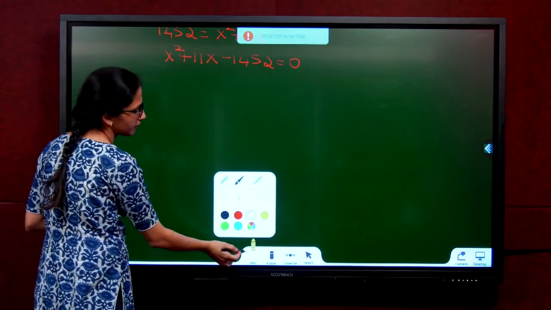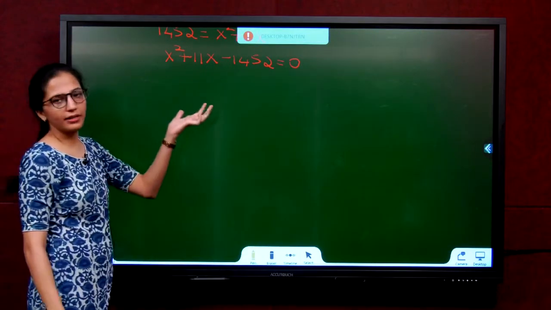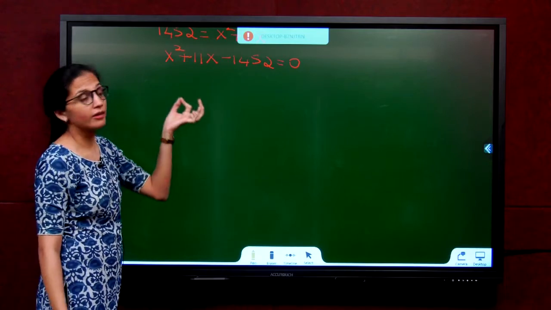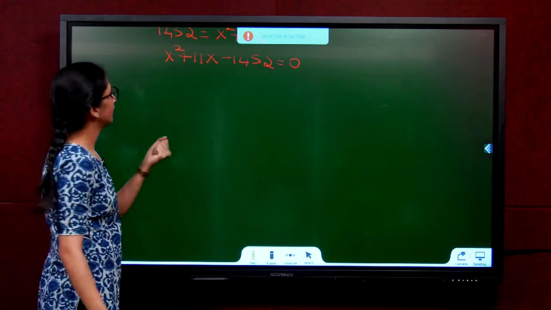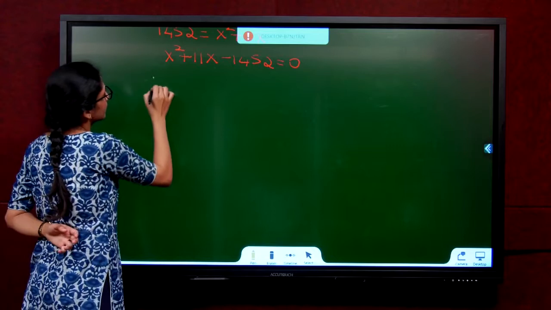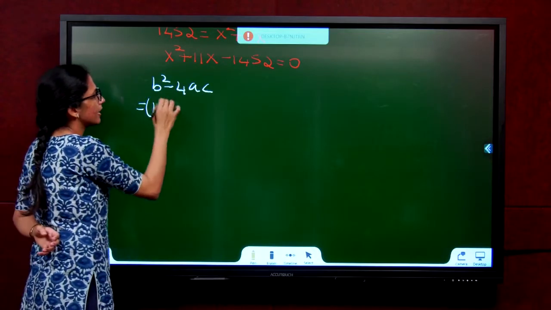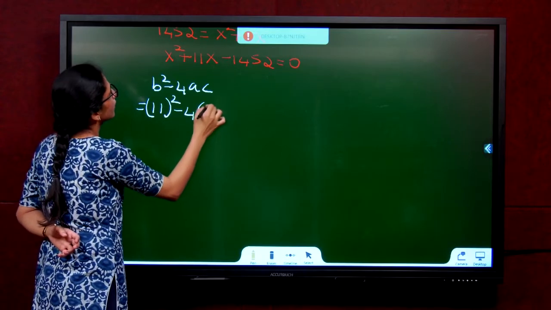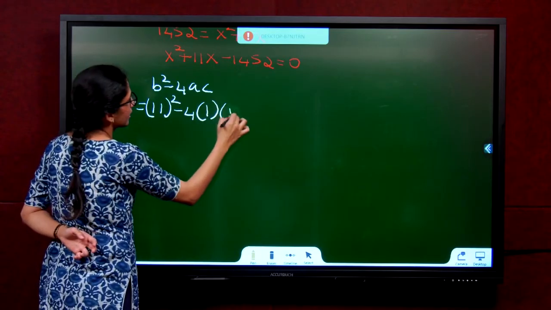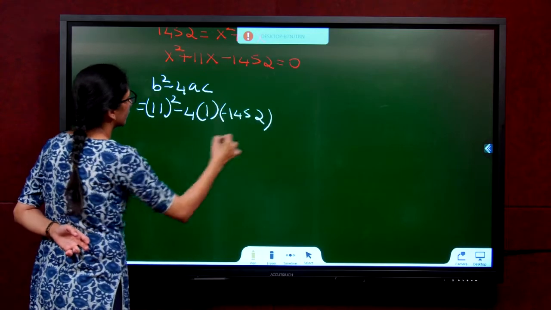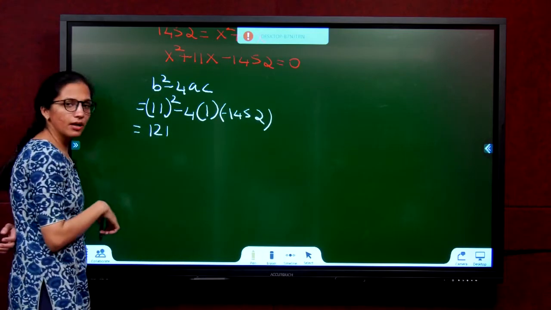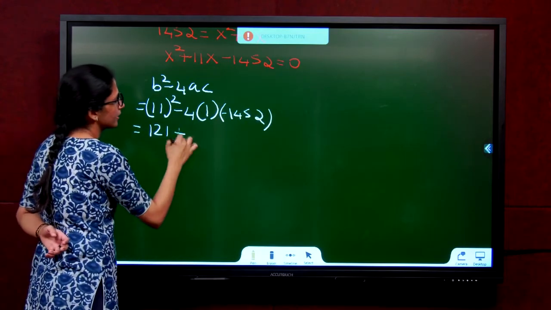You can go for splitting the middle term, but the split is not easy. I'm not able to do trial and error and find the split easily. So I go ahead with the b square minus 4ac method. B square minus 4ac: 11 square minus 4 into a is 1, c is minus 1452. 11 square is 121, minus into minus is plus.